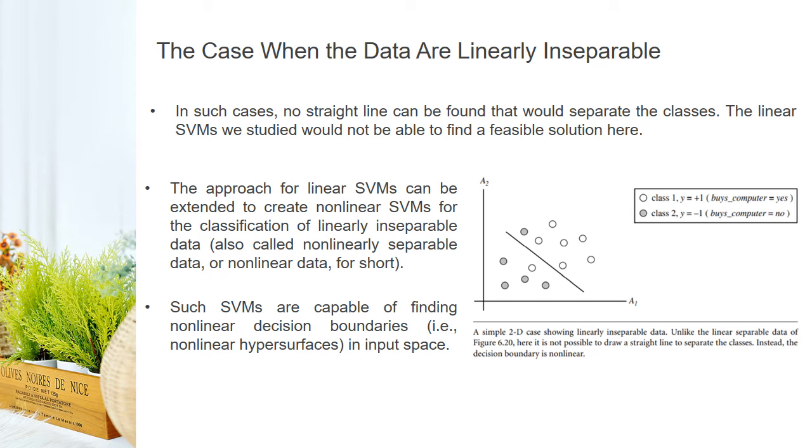Such SVMs are capable of finding nonlinear decision boundaries, that is, nonlinear hypersurfaces in input space. This is an example of such a case. Here we can't linearly separate the two classes with a single hyperplane. So what can we do with this type of example? We can handle nonlinear data by using SVM.